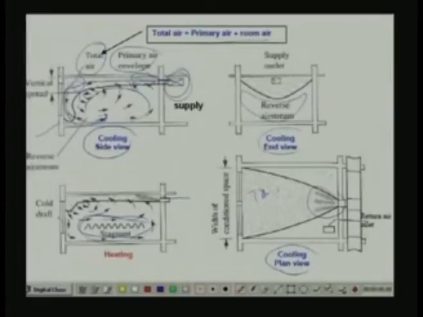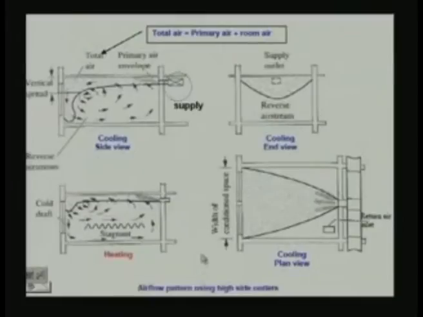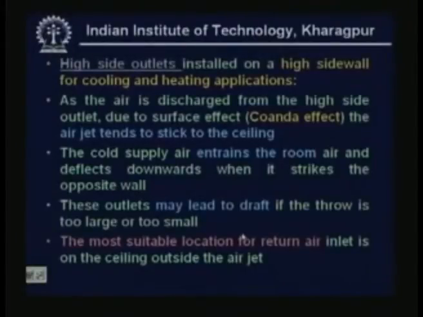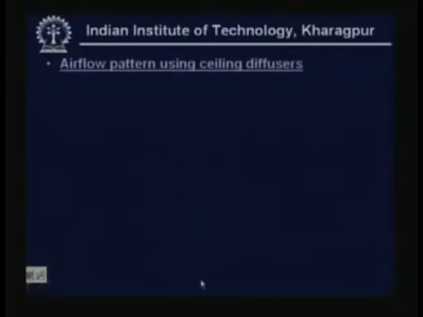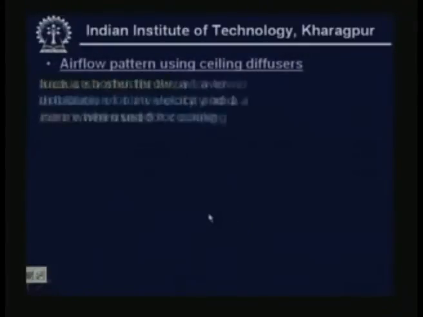You can see here that the air stream, for example in this picture and in this picture, as it leaves the outlet, tends to stick to the ceiling. This effect is known as surface effect or Coanda effect. So this is the airflow pattern for high side outlets. Now let us look at airflow pattern using ceiling diffusers.